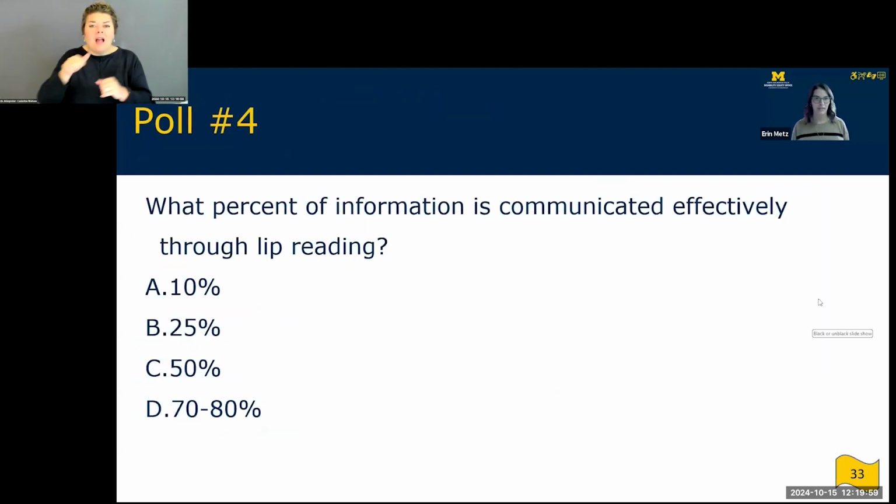I'm going to do another quick poll here. We're going to do a quick poll on what percent of information you think is communicated effectively through lip reading. Is it 10%, 25%, 50%, or 70 to 80%? What percent of information is communicated effectively just through lip reading?